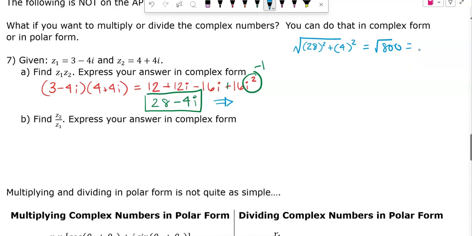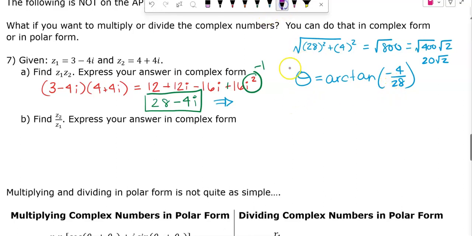So that's no different than having 400 times 2. Well, the 400 times 2, that gets me 20 square root 2. Okay. And then my theta for that one would just be arctan of -4 over 28. Well, I have no idea what that is without a calculator.